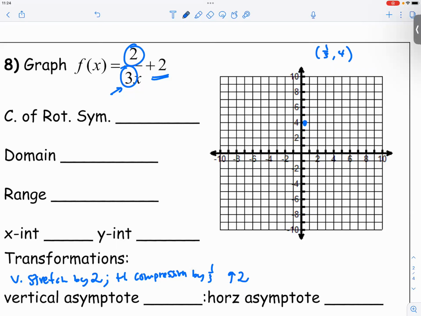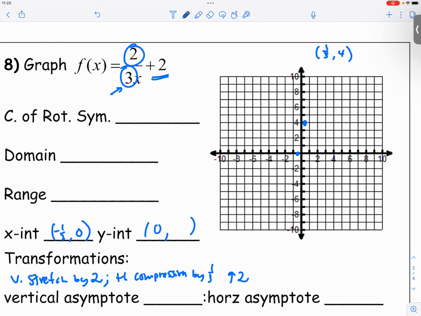Okay. And then the other point is supposed to be at -1, comma -1. And then we have a vertical stretch by 2, so -1 becomes -2. Horizontal compression by 1/3, and then go up by 2. Hey, that's right at the x-axis. So that would be our intercept. Well, the x-intercept would be -1/3, comma 0.